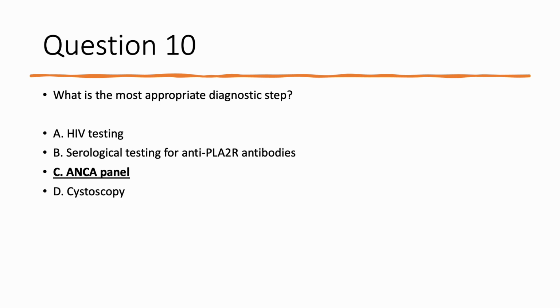Now, HIV testing is not going to tell us much. This patient has no risk factors for HIV. She is really nephritic, so you have less than 1 gram of proteinuria per 24 hours. You have microhematuria. You have red blood cell counts. So this is nephritic, not nephrotic. Serological testing for anti-PLA2R antibodies is when you're suspecting membranous. And again, membranous is nephrotic, not nephritic.